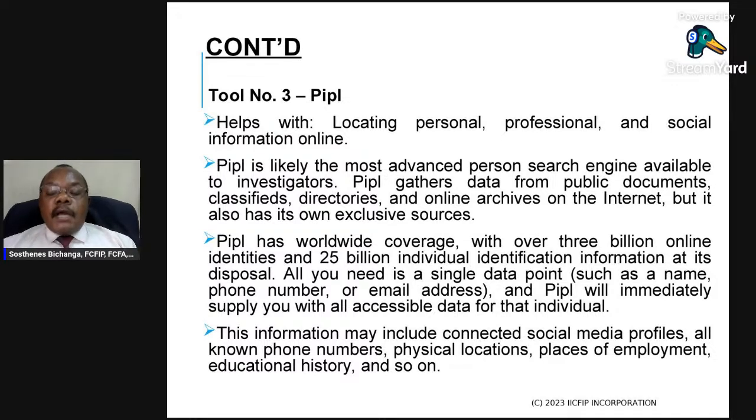PayPal has worldwide coverage with over 3 billion online identities and 25 billion individual identification information at its disposal. All you need is a single data point, such as a name, phone number, or email address, and PayPal will immediately supply you with all accessible data for that individual. This information may include connected social media profiles, known phone numbers, physical locations, places of employment, and educational history, and so on and so forth.